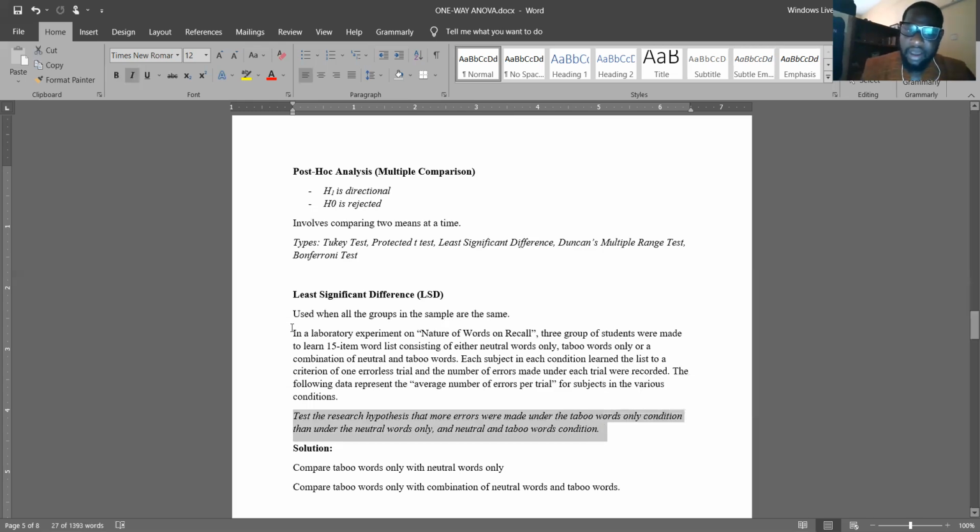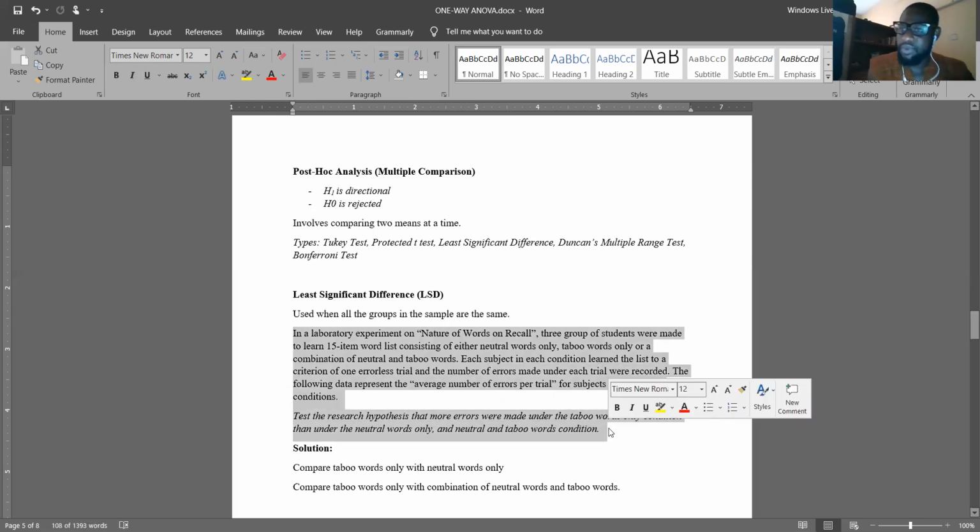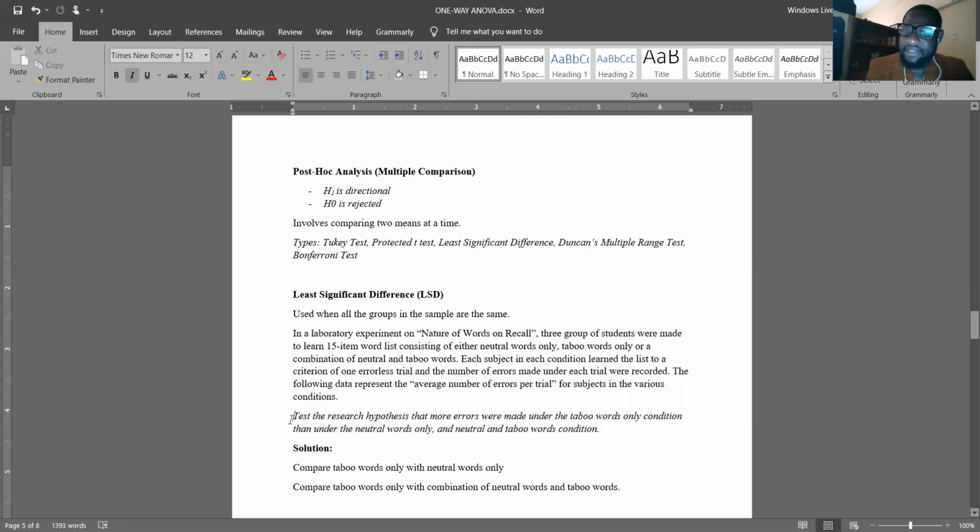So you can see, this is the question that we saw when it comes to the ANOVA that we did. And the latter part, what I've italicized, that was the alternative hypothesis we found in the question. And when we read, you can see that they indicated that participants in the taboo words only will commit more errors than the other two conditions or two groups.